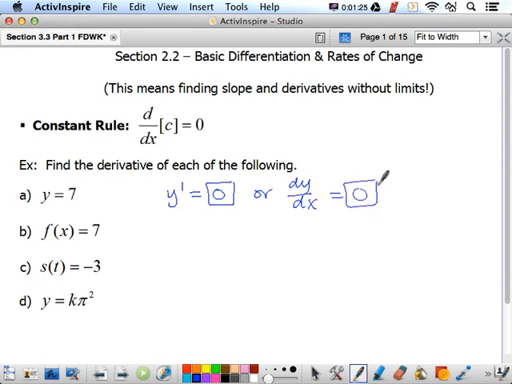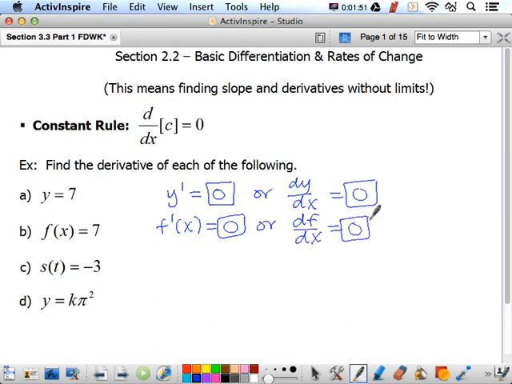What if I have f of x equals 7? What's the derivative? Would it be undefined, since it goes straight up? F of x equals 7 is the same as y equals 7, right? It's still a constant. The only thing that changes is our notation. F prime of x equals 0, or the derivative of f with respect to x equals 0.